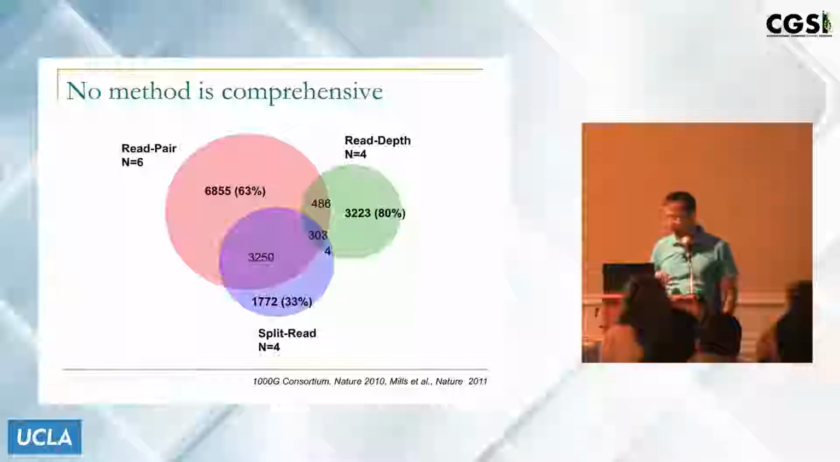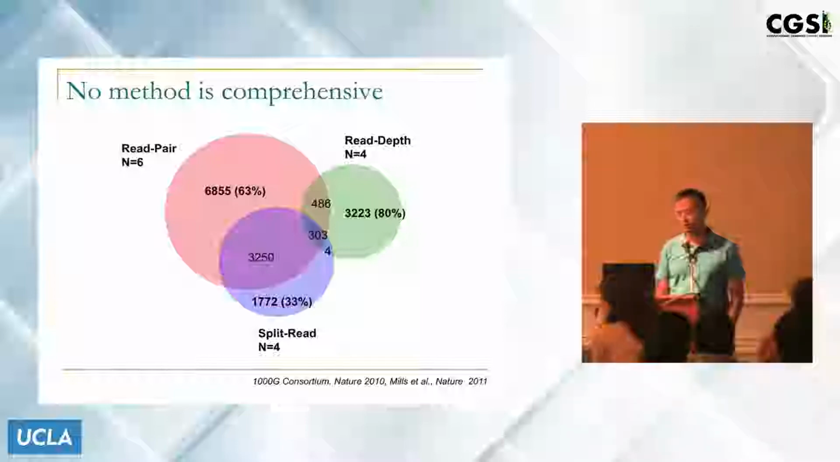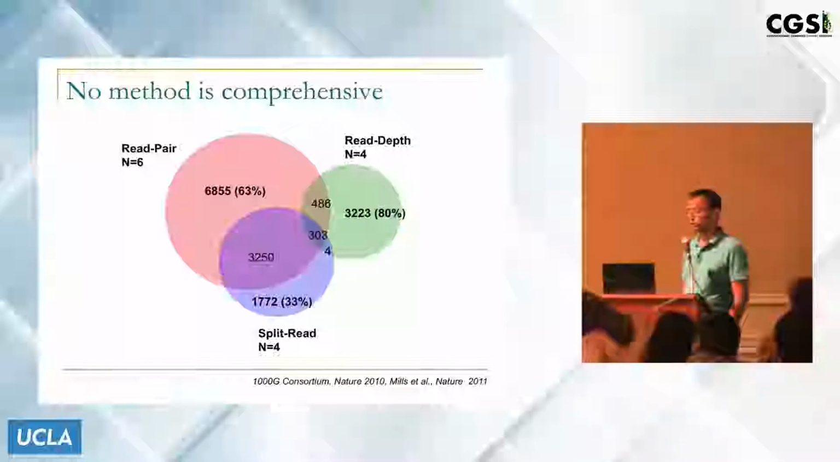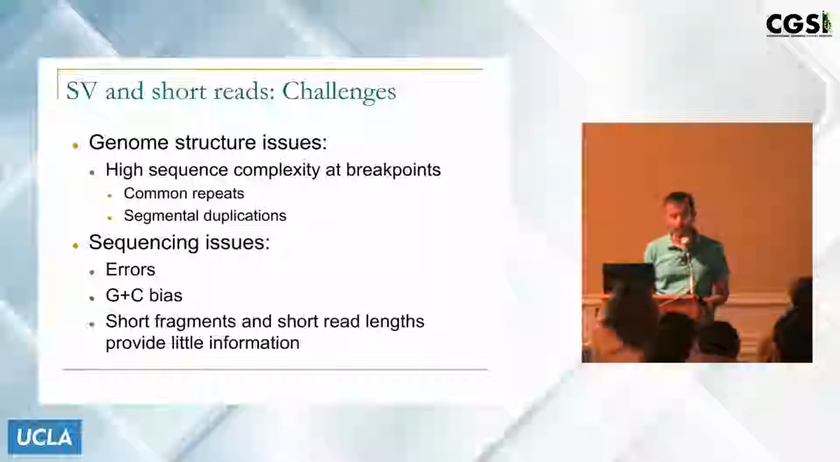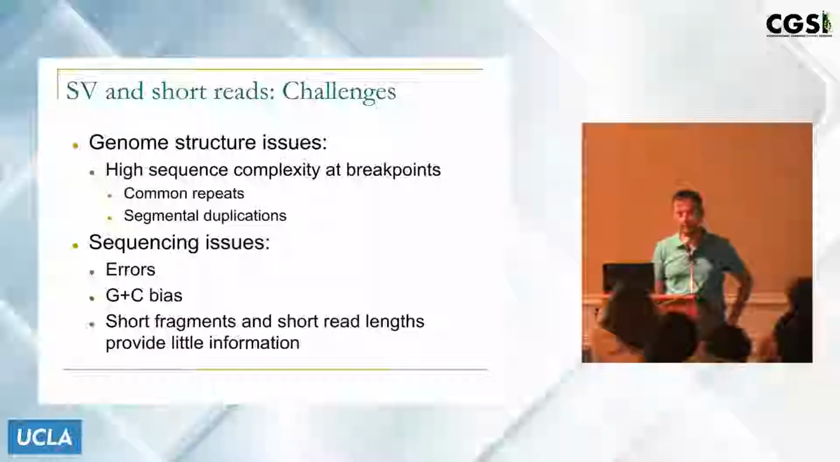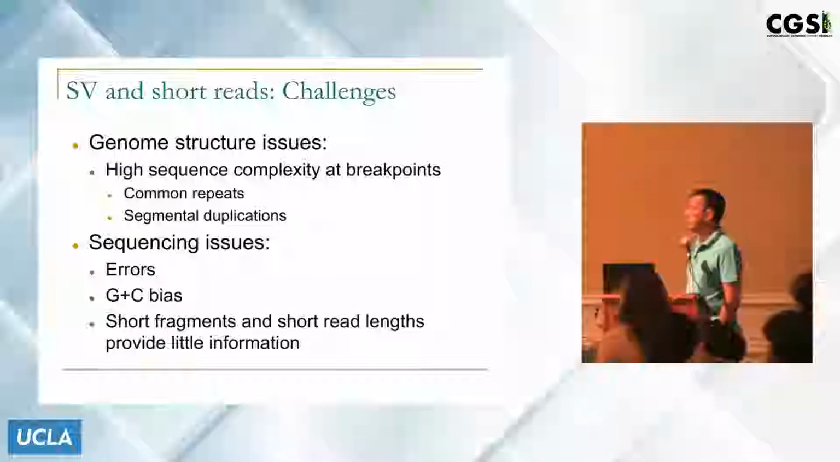So what are the challenges? Again, we have genome sequencing and genome structure issues. There is high sequence complexity at breakpoints. That means we have a lot of common repeats: the L2s, L1s, SVAs, ERVs, and so on. We also have segmental duplications, which increase the mapping ambiguity. And again, we have errors in the sequencing platforms.